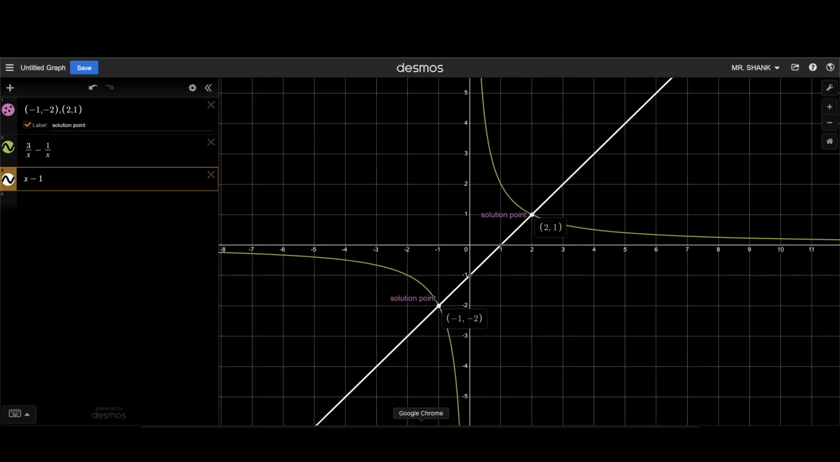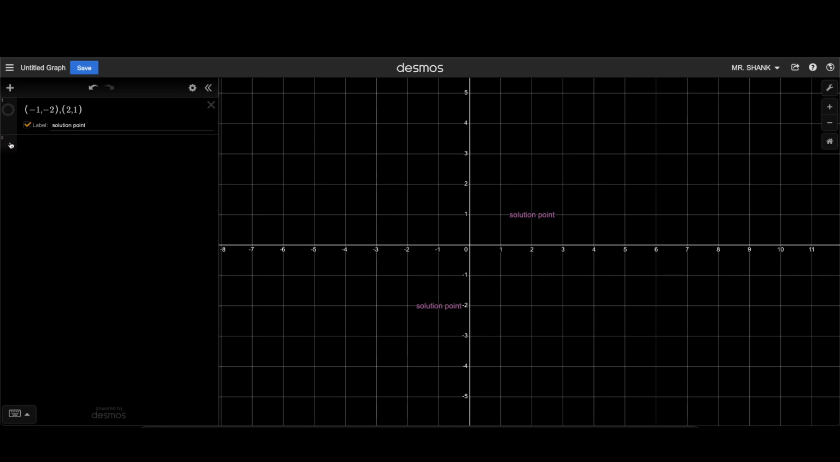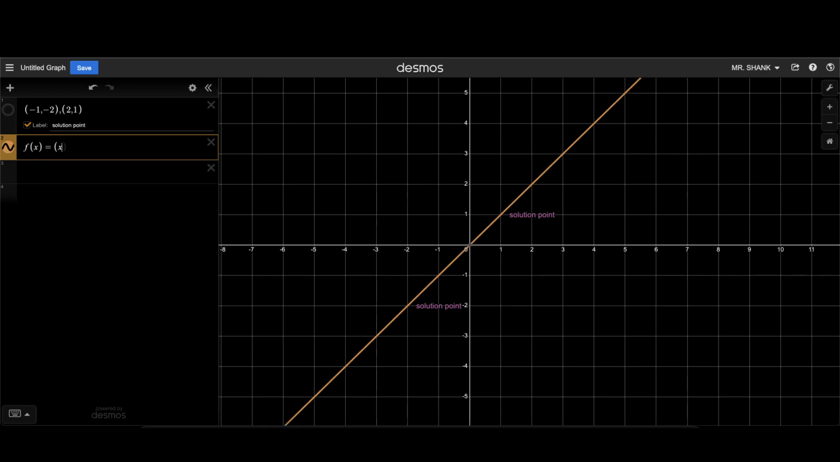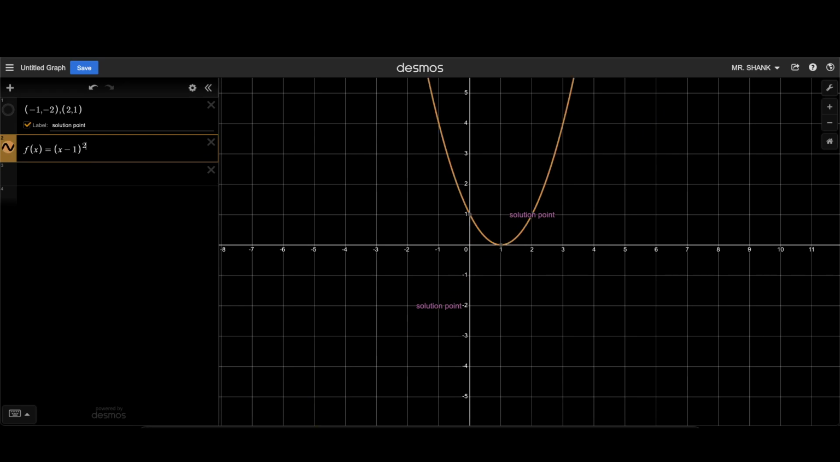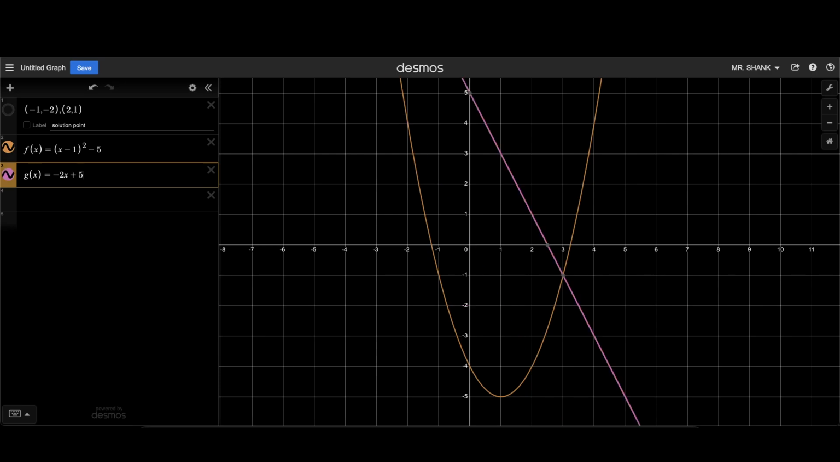So I'm going to go to my graph. Let me clear out some of these for you guys. All right, so we have f of x is going to be equal to x minus 1 squared minus 5. Again, take your time as you're looking for those lines. Make sure it is typed in exactly as it looks. So now g of x is going to be equal to, let's say, -2x plus 5.